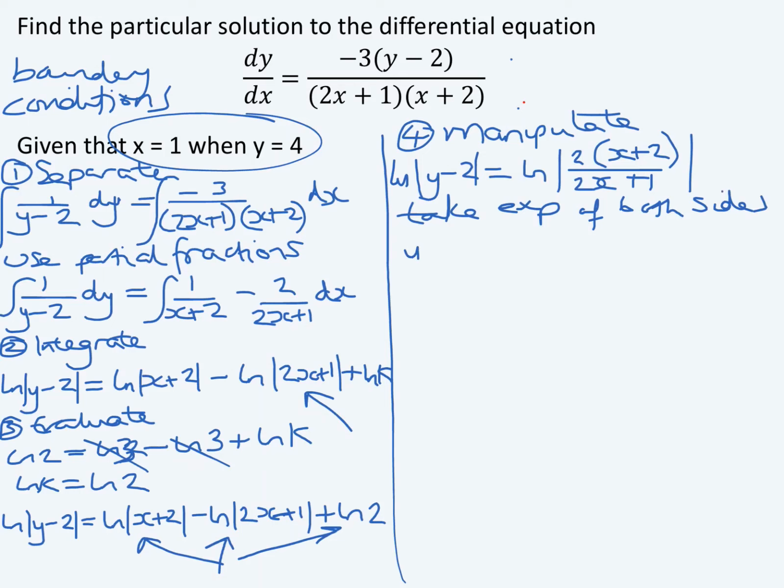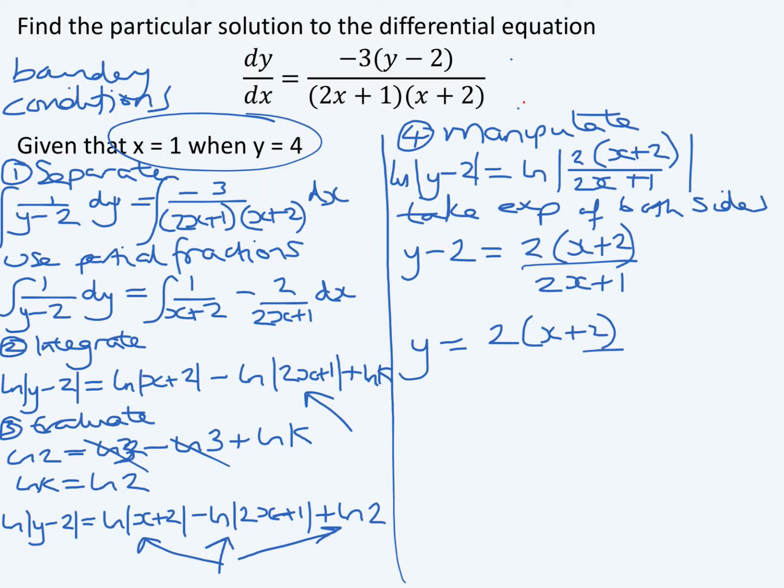So that then becomes y minus 2 is 2 times x plus 2 over 2x plus 1, and then I just simply add the 2 to the other side. Like that. I could combine that, make that a single fraction by writing that 2 as 4x plus 2 over 2x plus 1, so common denominator, but I'm actually just going to leave it like that for the moment.